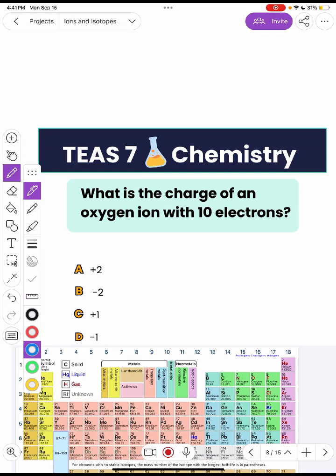This topic is ions and isotopes. In the chat, someone asked about the topic. This is ions and isotopes, with a little bit of periodic trends.